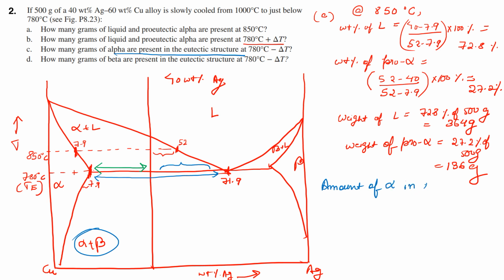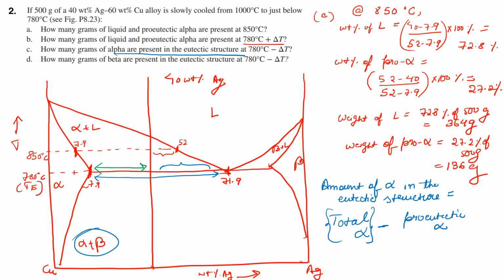So the amount of alpha in the eutectic structure can be given by the total amount of alpha minus the pro-eutectic alpha. The eutectic structure is lamellar, by the way. So the total alpha we can get by this part.